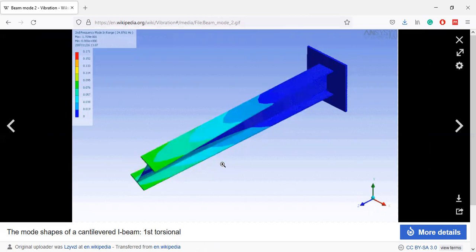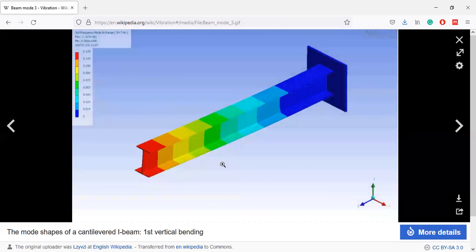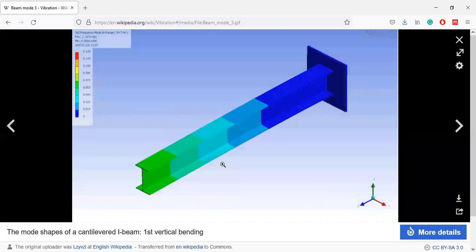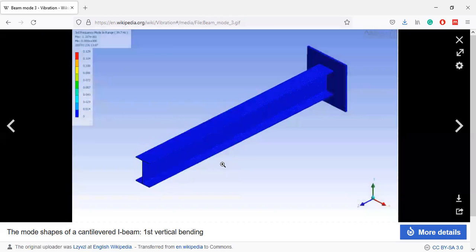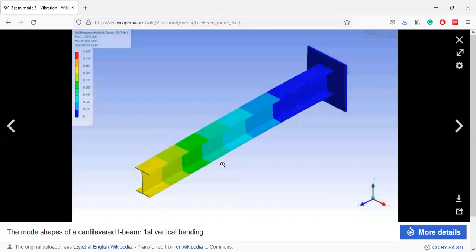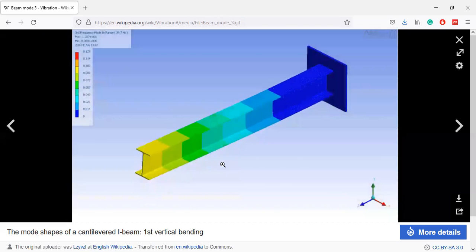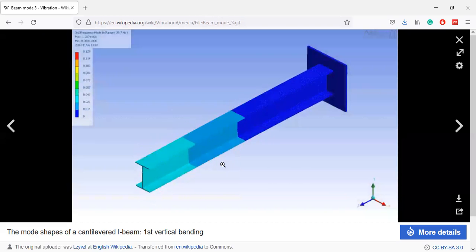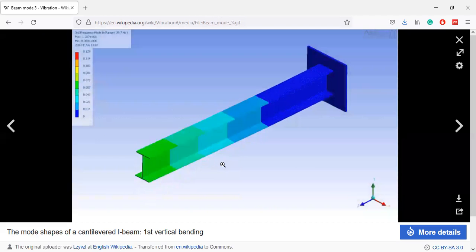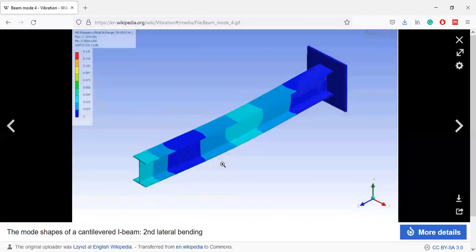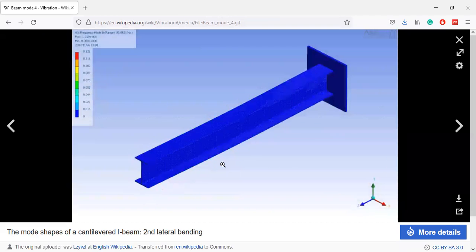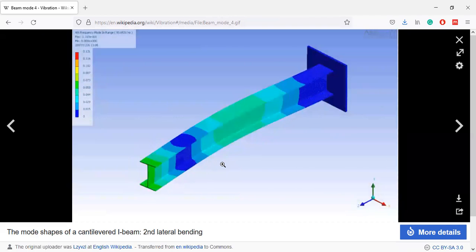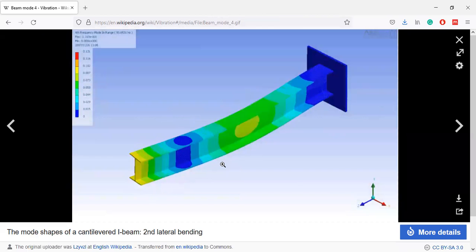Okay, let's continue. There is also another vibration. This is the vertical bending. When we give a vertical excitation force at the free end of the beam, then the beam will vibrate like this, with various mode shapes actually. And this is the second lateral bending.